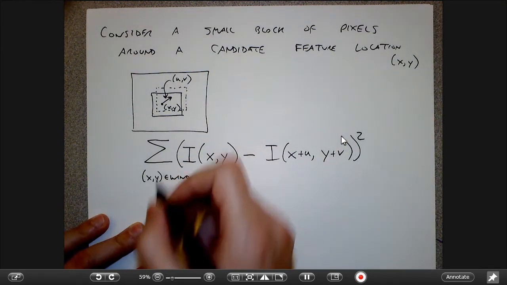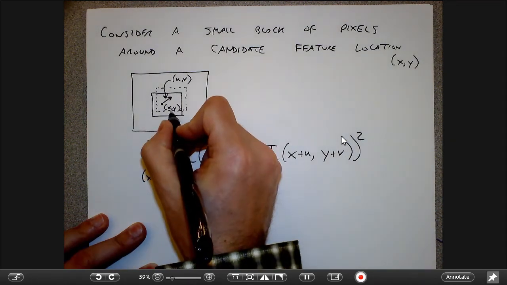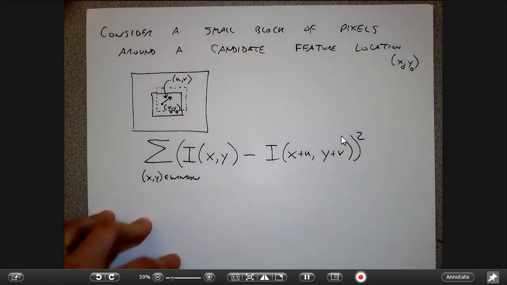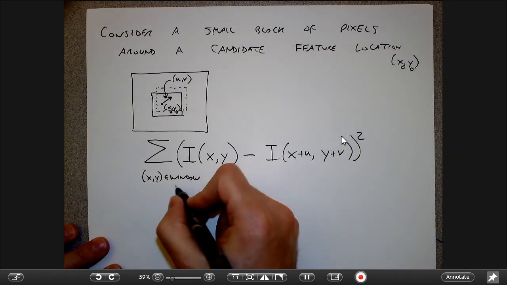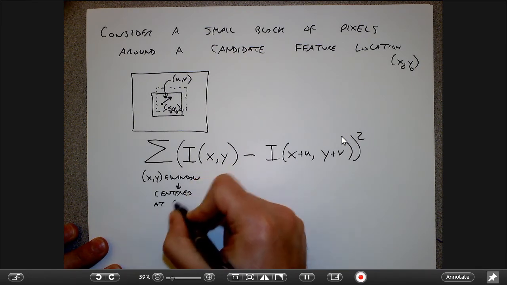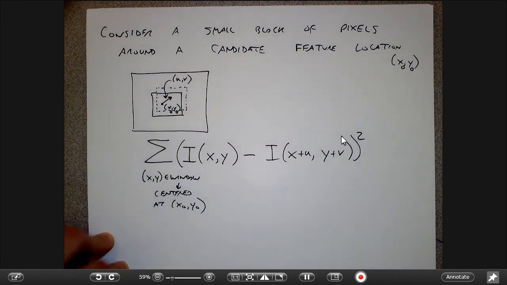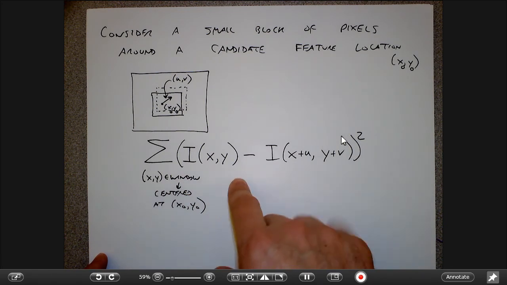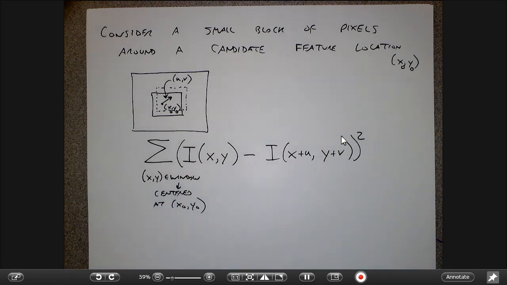To make this a little bit clearer, to distinguish from here, let's say that my original feature location is x0, y0, and this window is centered at x0, y0. So x0, y0 is a fixed location that I'm considering, and now I'm looking at all the x, y's within a local neighborhood of that x0, y0. For all the pixels in the window, let me compare pixels in corresponding locations, and what I would like is for that number to be small.